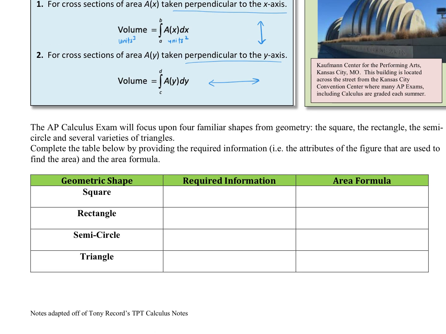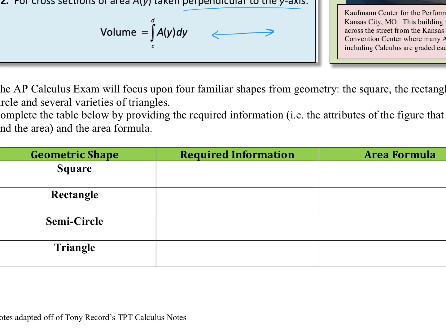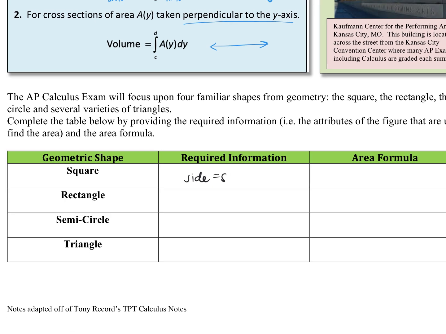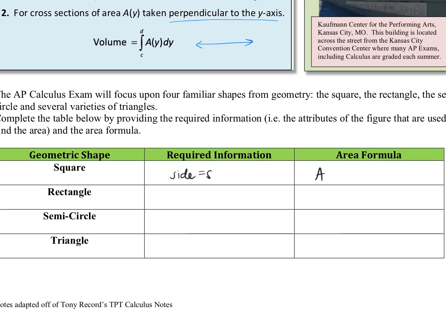So like if I'm given a square, what do I need in order to find the area of a square? Base times height, which is actually just going to be the same thing, right? Base and height are the same. So let's just call it a side length. We'll call it S. So we're required to have a side length, which means my area formula would just be S squared.